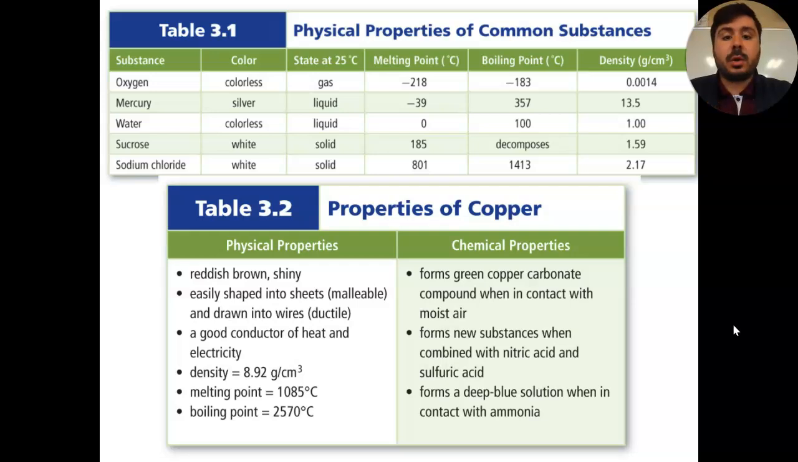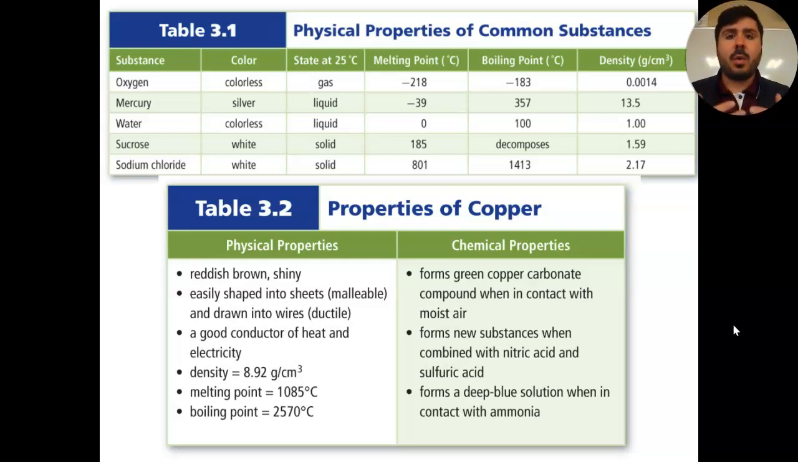Copper can also form new substances when combined with two different acids, an acid called nitric acid and another acid called sulfuric acid. So they can form entirely new substances when combined with these two acids. And lastly, copper forms a deep blue solution when in contact with something called ammonia. And ammonia is in a lot of popular window cleaners and other cleaners in your household.